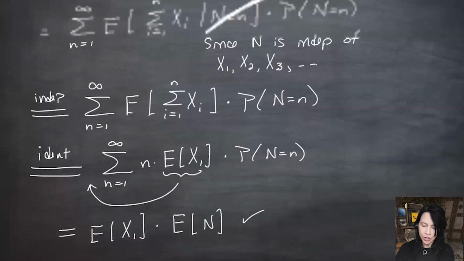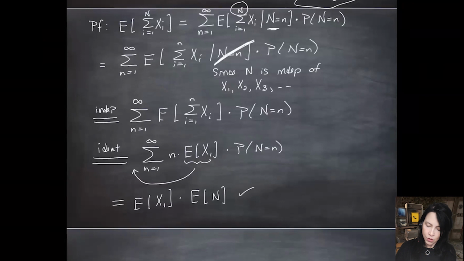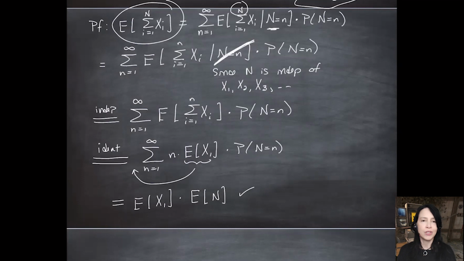We started with the expectation of a random sum, or a sum of a random number of random variables. And if they were identically distributed, we can write it as the expected value of one of them times the expected number of terms in the sum. And again, this is known as Wald's identity or Wald's equation.